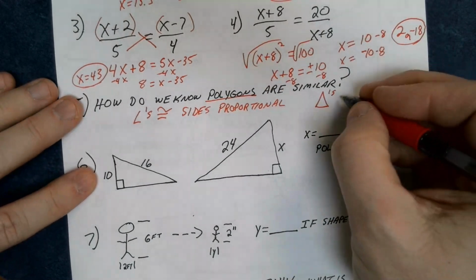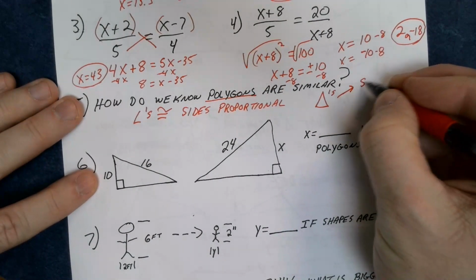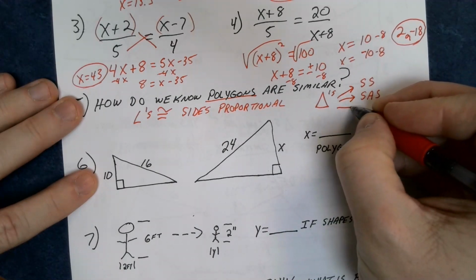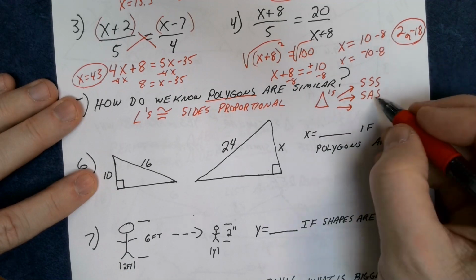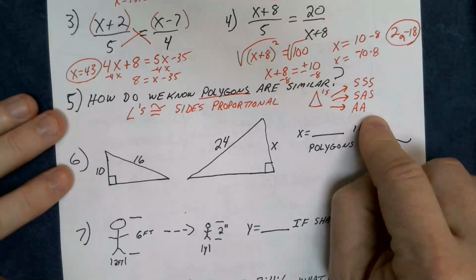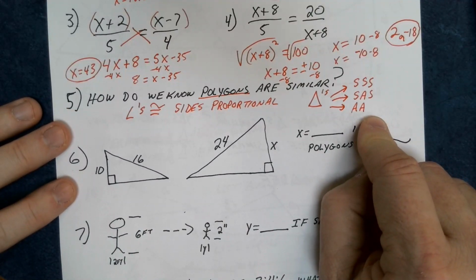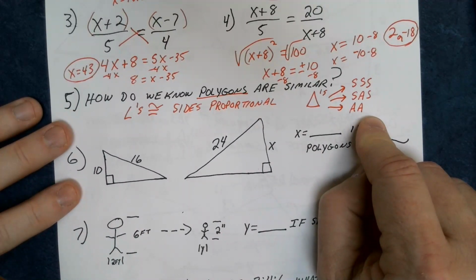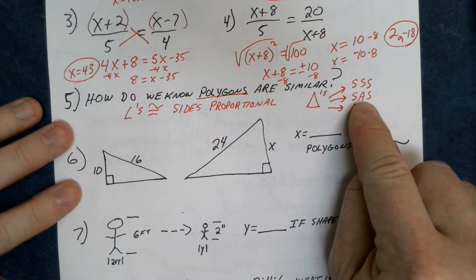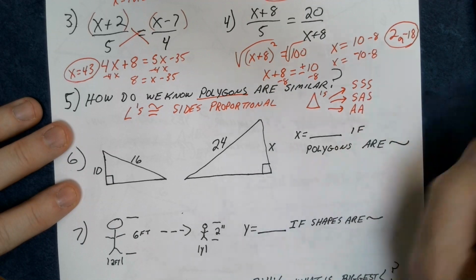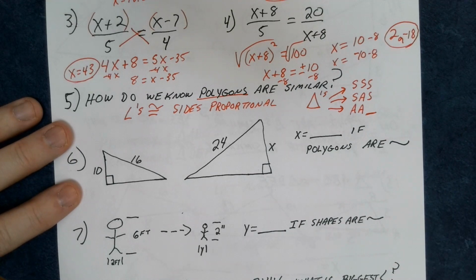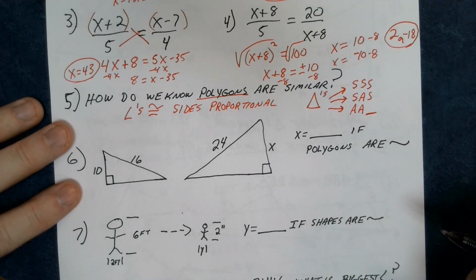Okay, for triangles, there are 3 specific ones. There is SSS, there's SAS, and there's AA. And these are not like in GOA for triangle congruence. These are for similarity. And the S's refer to proportional sides, whereas the angles refer to congruent angles. Okay, and we know that on this last one, that if 2 angles are congruent, then the third ones have to be from the third angle theorem.